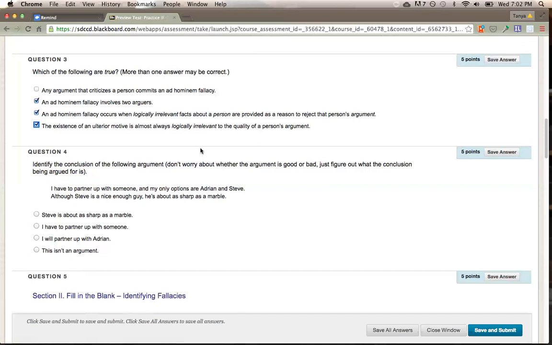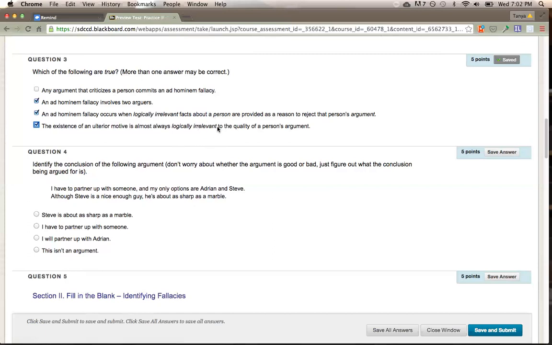True. Emphasis on the word logically. The only thing that can be wrong with an argument is the premises fail to support the conclusion, or the premises are not true. That the person has an ulterior motive is not logically relevant to the quality of their argument.